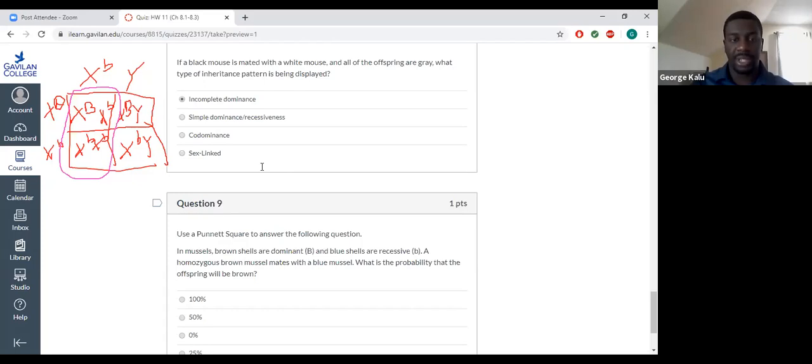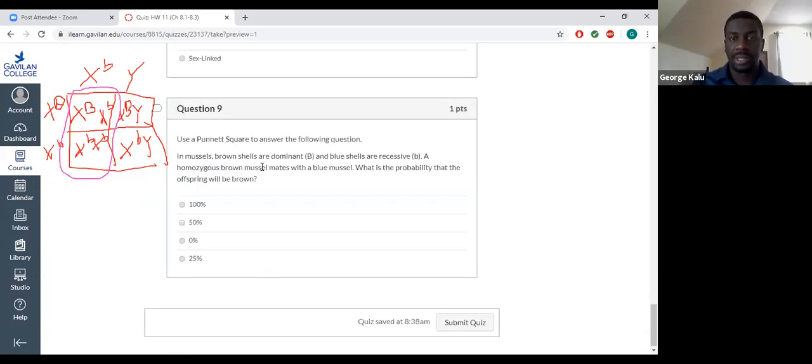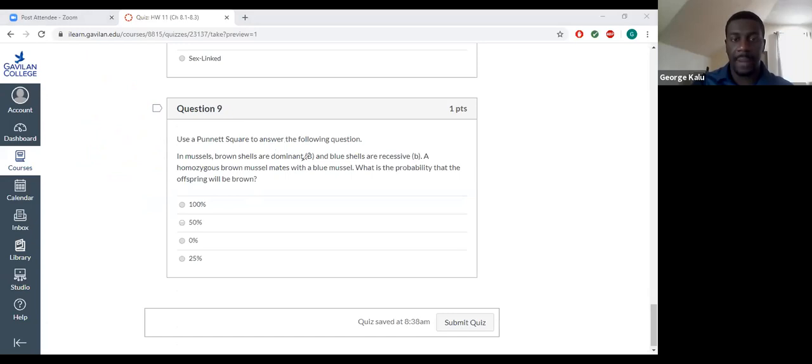Last question here, the most basic of all of our questions so far. We're going to start with a Punnett square. In mussels, brown shells are dominant and blue shells are recessive. A homozygous brown mussel mates with a blue mussel. What is the probability that the offspring will be brown? Again, we'll go ahead and do our Punnett square.